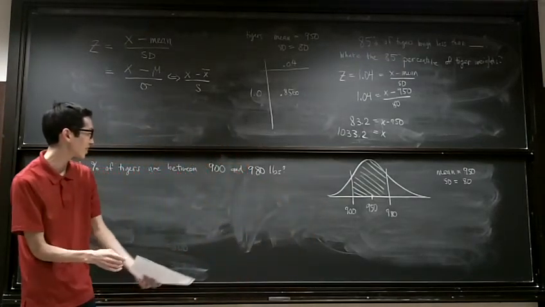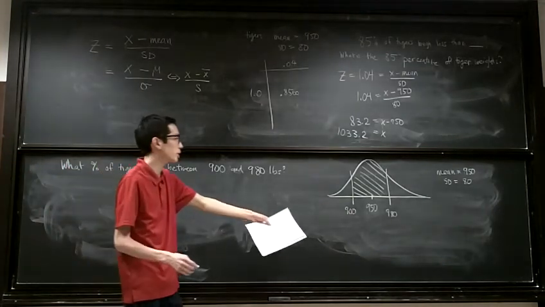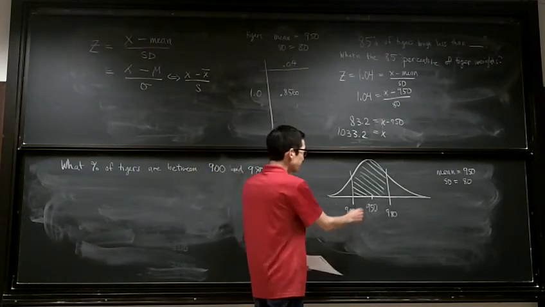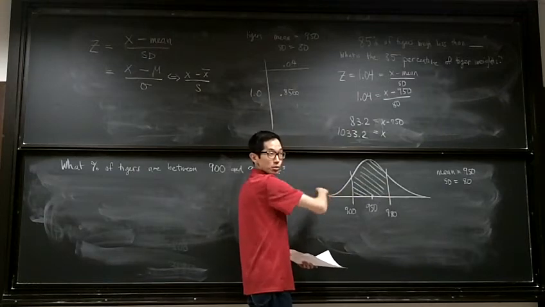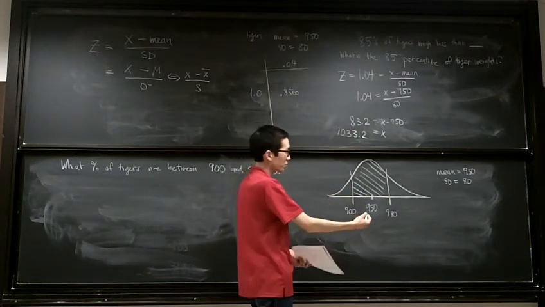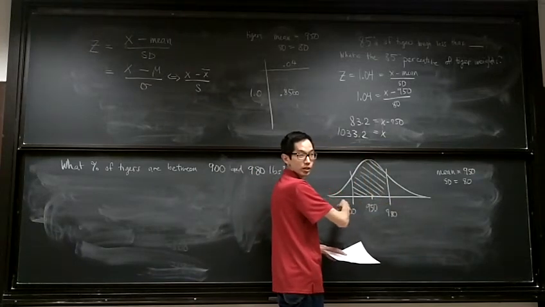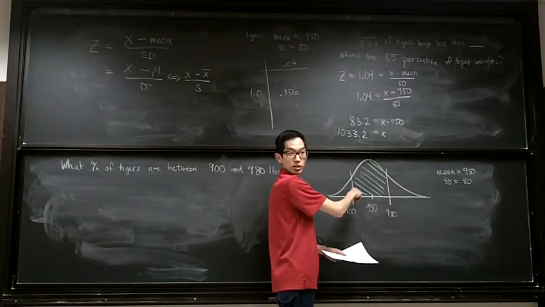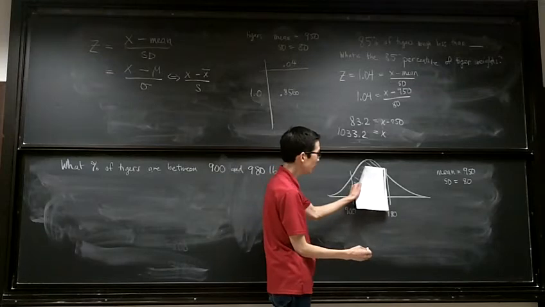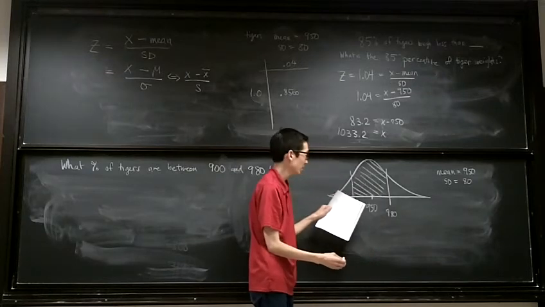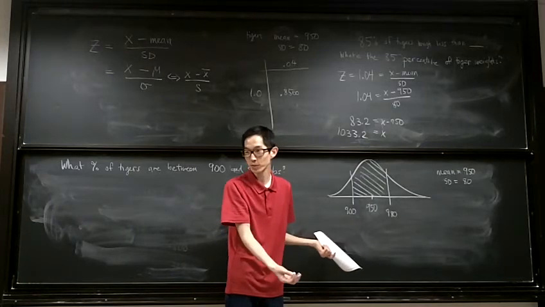900, 950, 980. So we want to know what's the area in between. How do we do this? We're going to find the area to the left of 980 and the area to the left of 900. Basically, what percentage is smaller than 980, and what percentage is smaller than 900? Then to get what's in between, I just take the difference. Let's say 70% is less than 980, and 30% is less than 900. How much is in between them? 40%. Does that make sense?